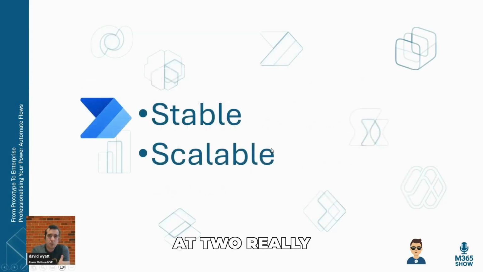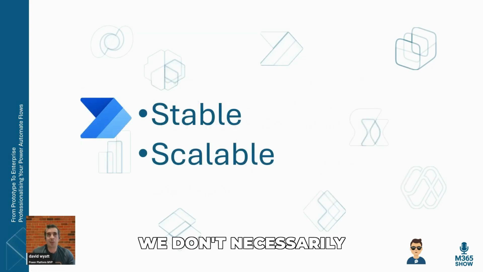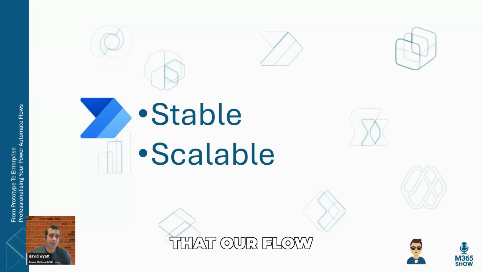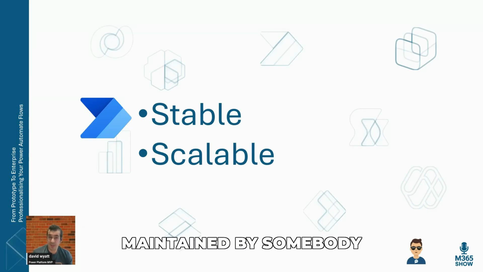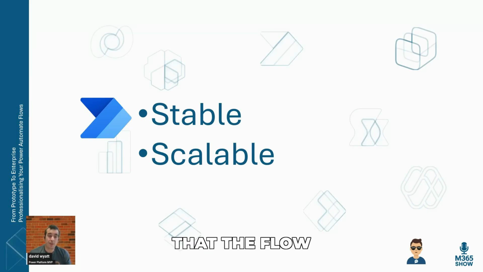And that means we have to look at 2 really important factors that we don't necessarily look at for personal solutions, and it's stability and scalability. We have to think about our solutions being stable and scalable. And stable is a broad term. It might mean that our flow runs consistently, but it also means that our flow can be maintained by somebody else. It might mean that the flow doesn't impact other systems, and it might mean that it's in a way that it can be moved or changed.